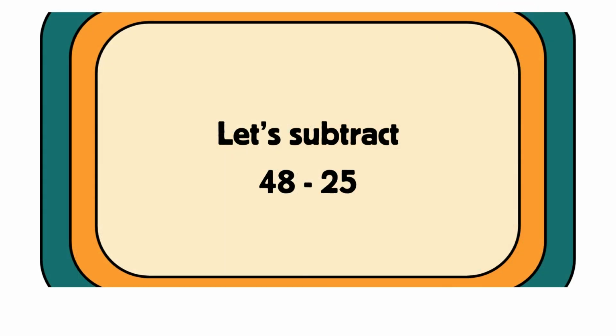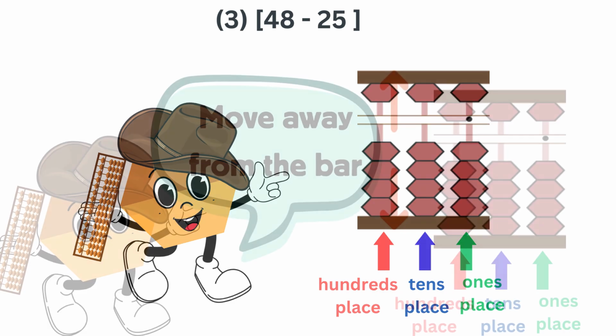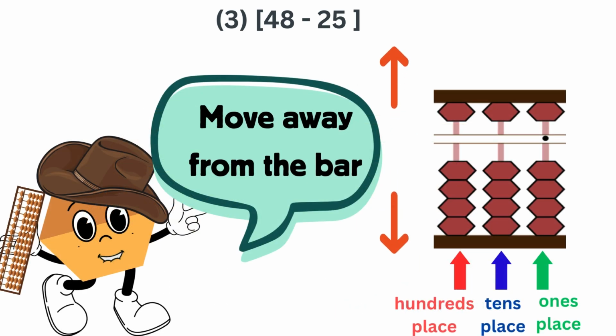The next two questions are subtractions. Let's subtract 48 minus 25 on the abacus. Subtracting multi-digit numbers works the same way as addition. Find the largest digit and move the beads away from the bar.